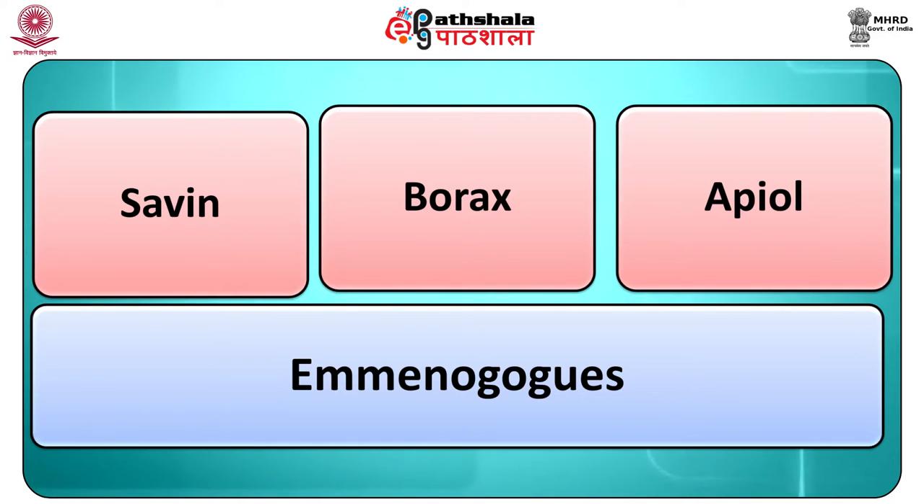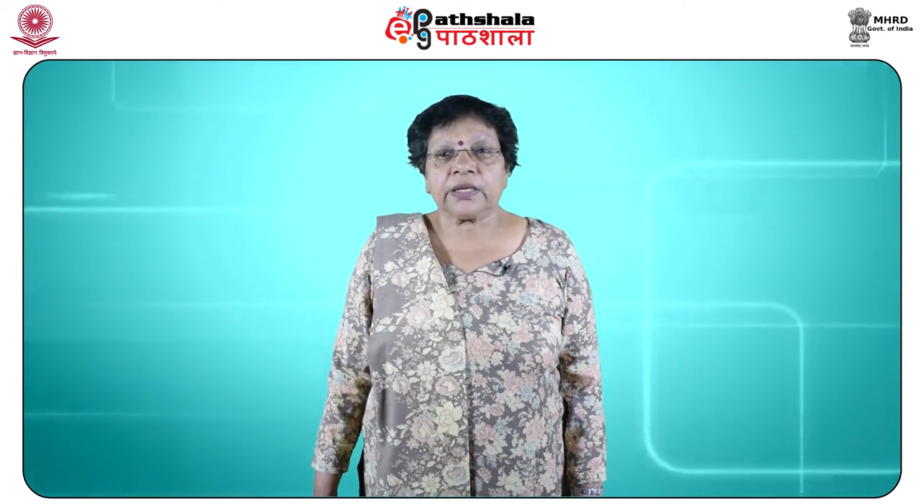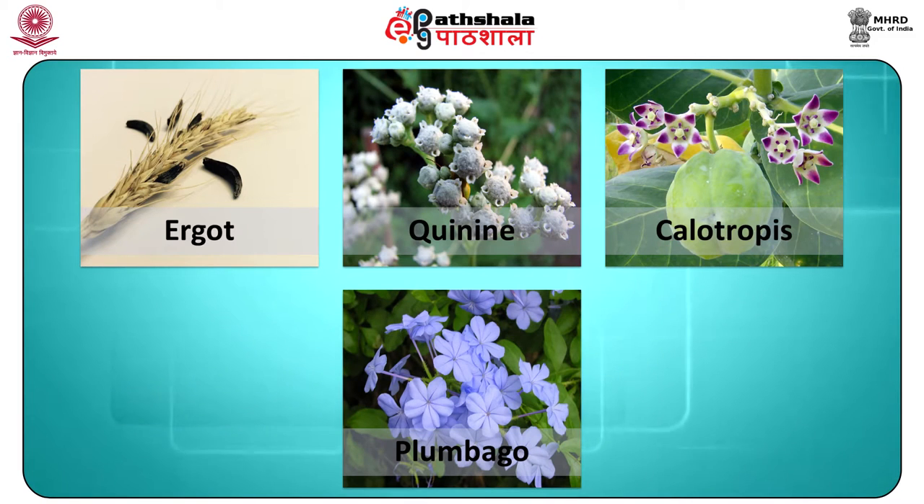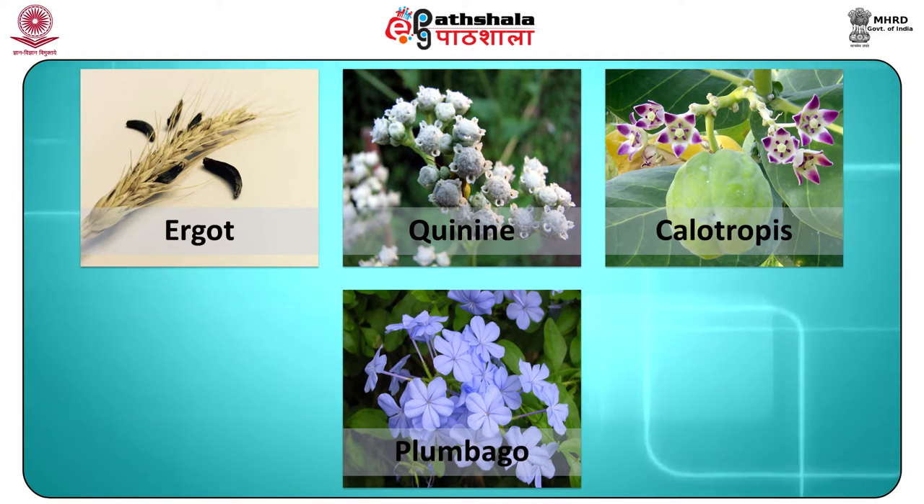Emmenagogues such as savin, borax, apiol produce an increased menstrual blood flow and act as abortifacients when given in large doses. Irritants of the genitourinary tract like oil of turpentine and cantharides cause reflex uterine contraction to ensue abortion. Other common examples include ergot, quinine, calotropis and plumbago.